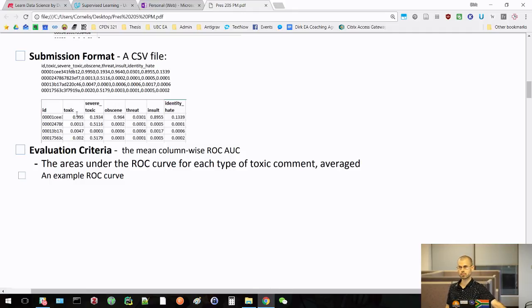So what was the threshold that you have chosen in order to predict whether it's toxic or non-toxic? There is no one threshold. We're going to go over the area under curve metric. You just submit the probability, and then we're going to go over that criteria next.